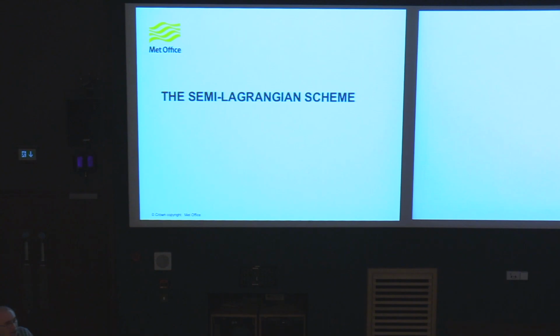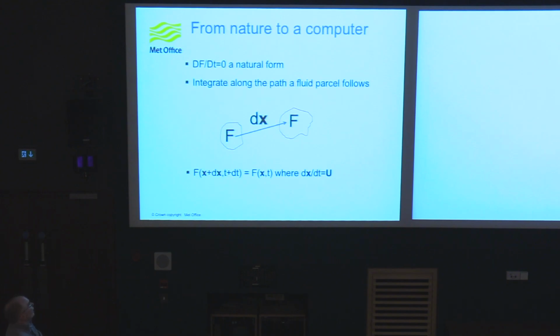And then I'm going to talk about the semi-Lagrangian scheme for moving stuff about, which is the scheme that we use within the unified model. For mixing ratios, which is what we use within the model, this Lagrangian form is the natural form. And as I said, that simply says that the rate of change of some quantity, f, is 0. The rate of change of that following a parcel of fluid is 0.